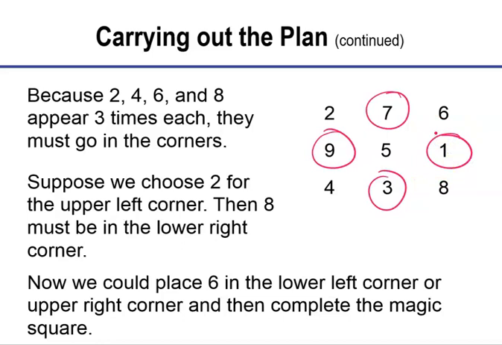Now, try to reproduce that on your own. Make sure you fill that in and you can see how that happened. So it says 6 in the lower left. They didn't put 6 in the lower left corner. Or upper right, that's where they put it, right? And then complete the magic square. So very interesting, right? Let's look back.